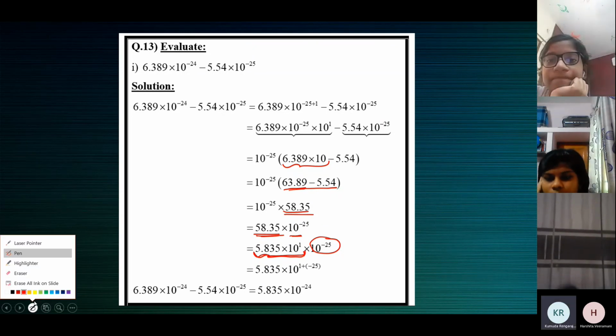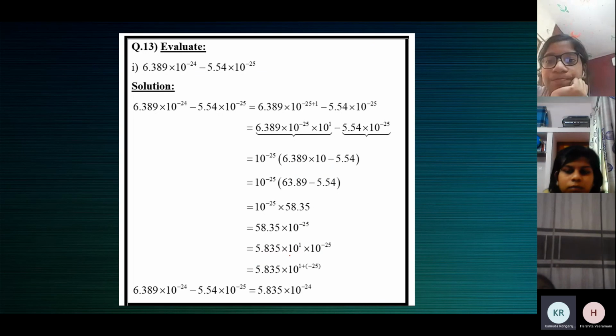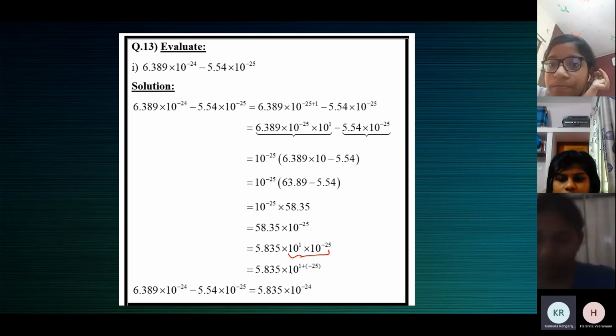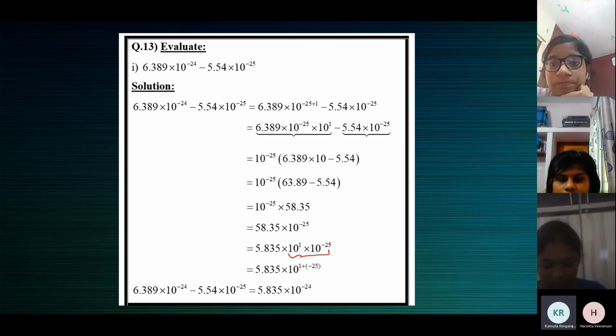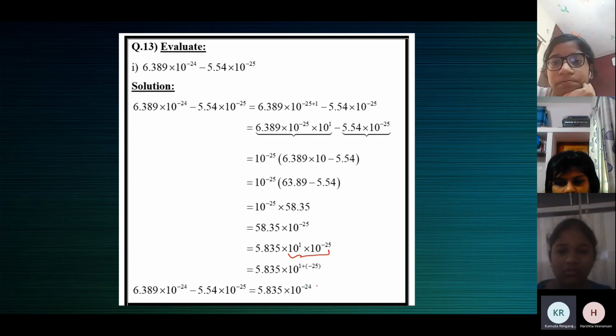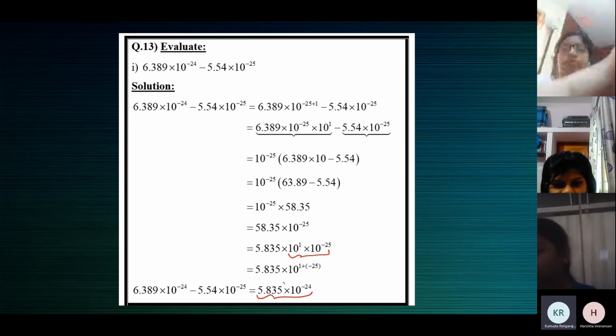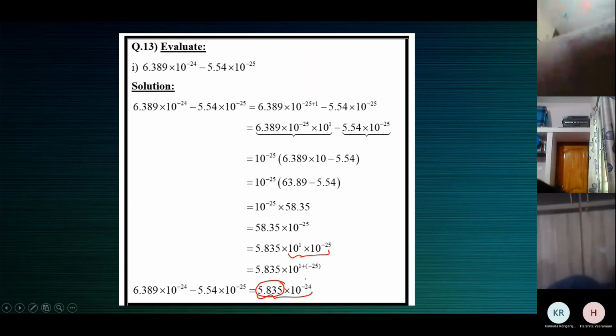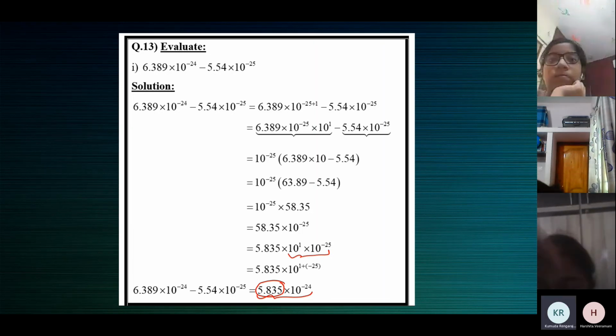Now we again use the law of exponents. When bases are same, and it's multiplication, we add the powers. So 10 to the power 1 plus minus 25. That means 1 minus 25, which is minus 24. So it is 5.835 into 10 to the power minus 24. And you see that the final answer is in the standard form. The value of K is less than 10, 5.835 into 10 to the power minus 24.